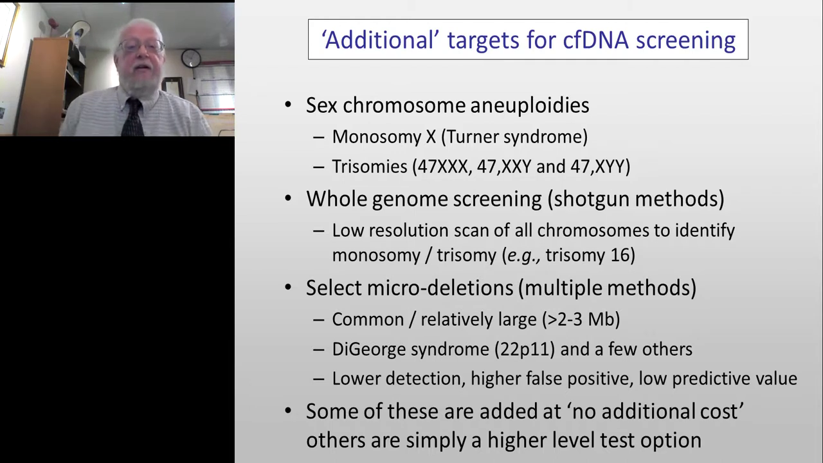They're also starting to do microdeletions. Now, I hate using the phrase large microdeletions, but that's essentially what they're doing.